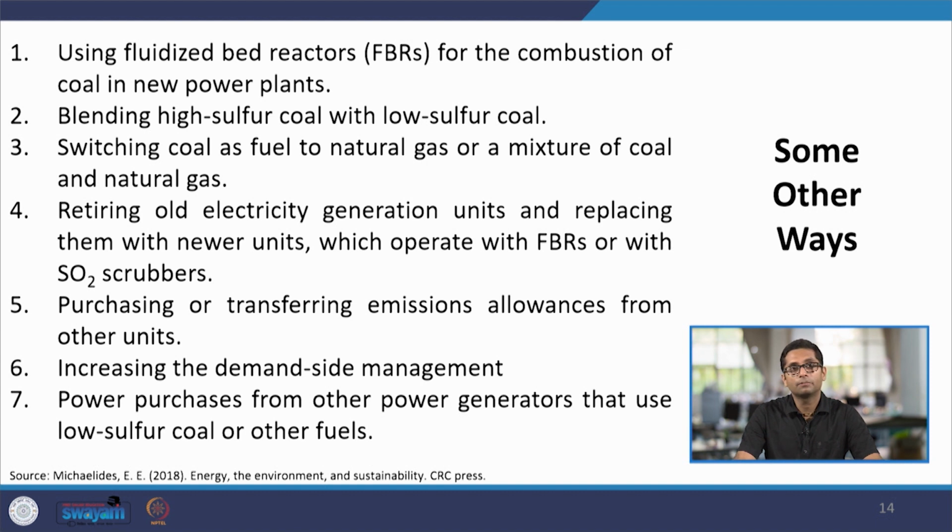Companies have also been switching to using natural gas as an energy source, or a mixture of coal and natural gas. The old coal-fired power plants, which were not very efficient and had a good amount of sulfur emissions, were either retired or retrofitted with new SO2 scrubbers. There was increased demand side management as well, and companies were encouraged to purchase power from generation which was using low sulfur coal or other fuels which were not causing as many emissions.